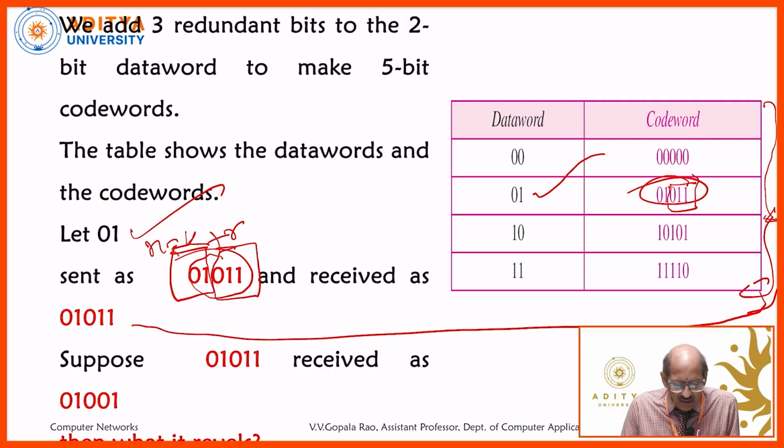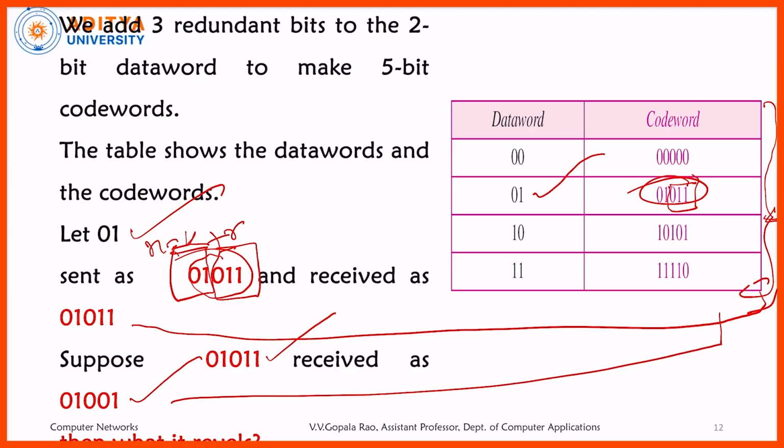Let us suppose that the data sent is 0 1 0 1 1, but it is received as 0 1 0 0 1. Once you come to this place for scanning, it will not match.